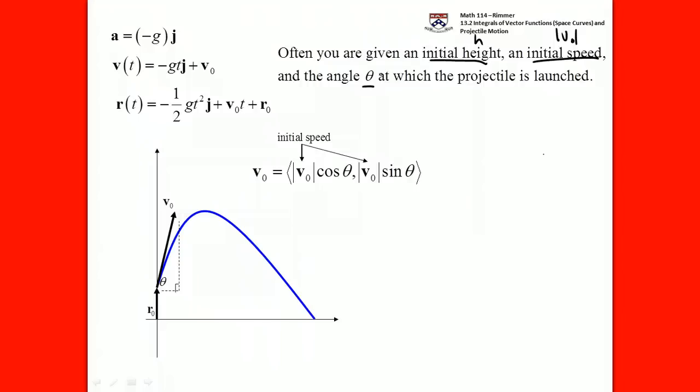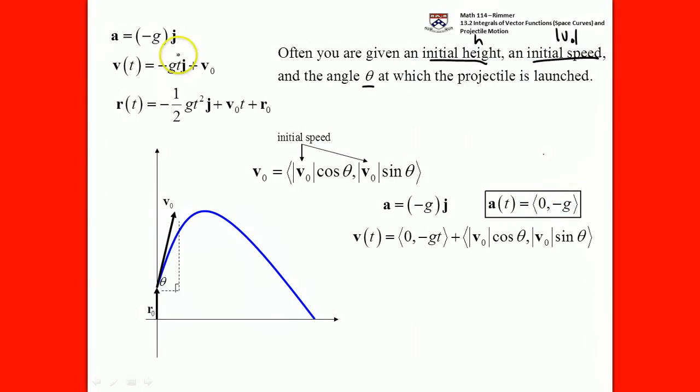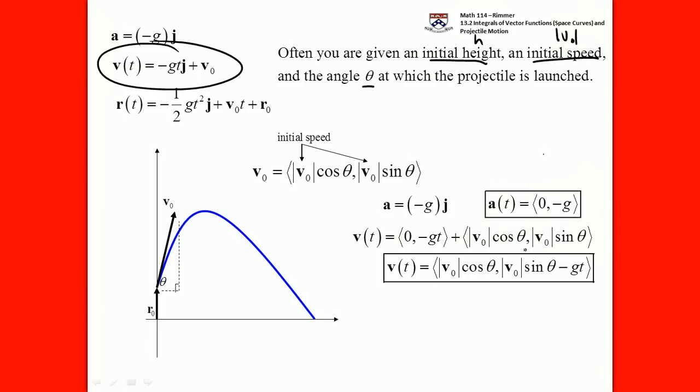T is 0. Take that and plug it in. Knowing that A is minus G, we can say that A is 0 minus G in V brace notation. Knowing that V is minus GT times in the J direction plus this initial velocity V naught, we can add these component-wise and end up with the component version of velocity. And only the J component has this minus GT subtracted from it.